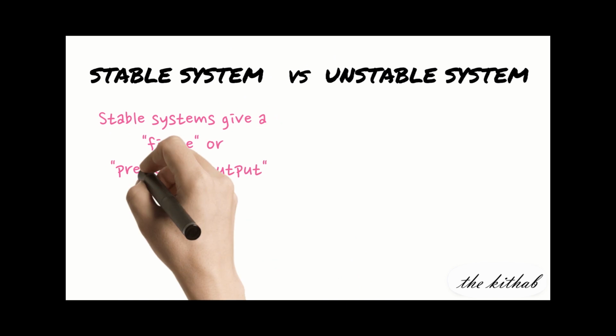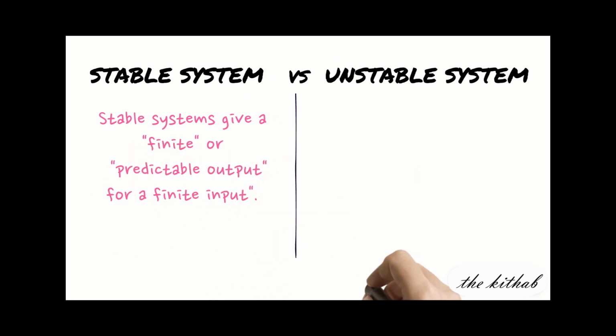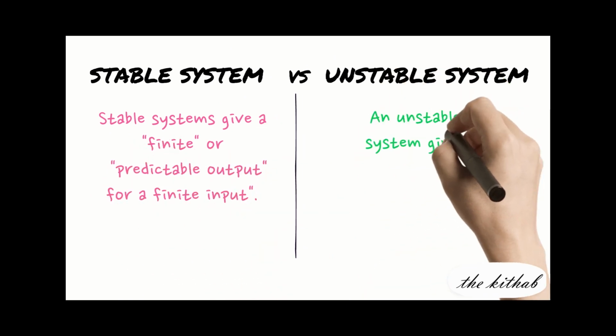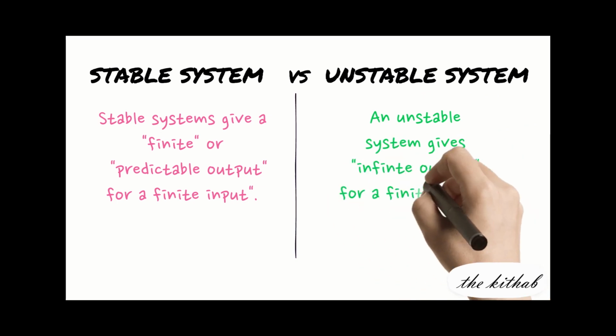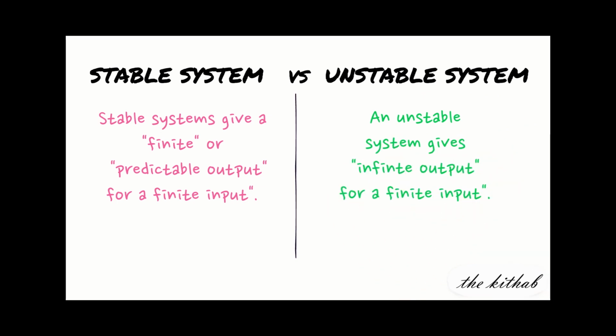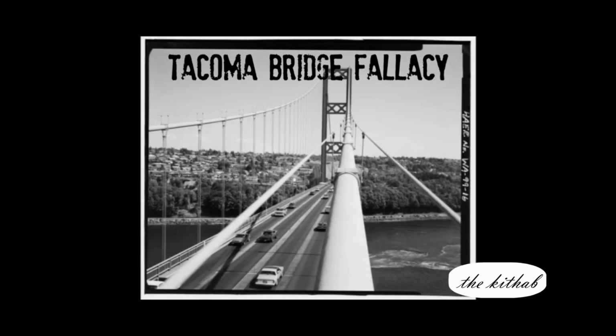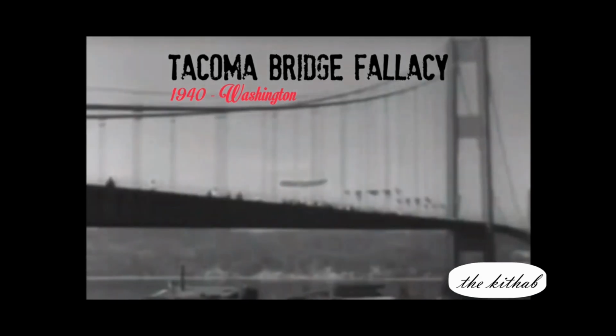When the output produced tends to infinity, the system is said to be unstable. Unstable systems usually result in catastrophic events. Let's take the Tacoma Bridge fallacy as an example. In 1940, the Tacoma Narrows Bridge was built in the US state of Washington. It was the third largest suspension bridge at the time.